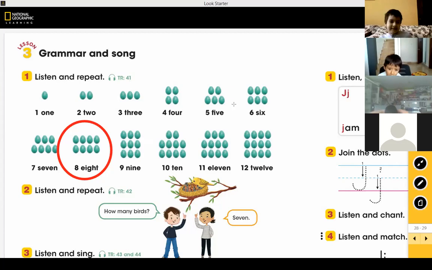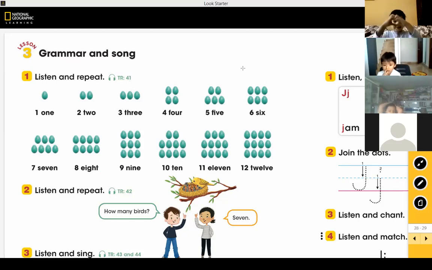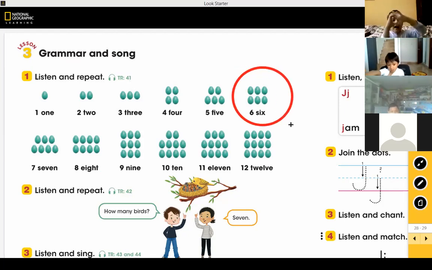Ahora, Adrián, vas a preguntar a Benny. Dile, excuse me, Benny. Vamos, Adrián. Excuse me, Benny. How many? How many? Eggs. Vamos, how many eggs? Okay, Benny, how many eggs?